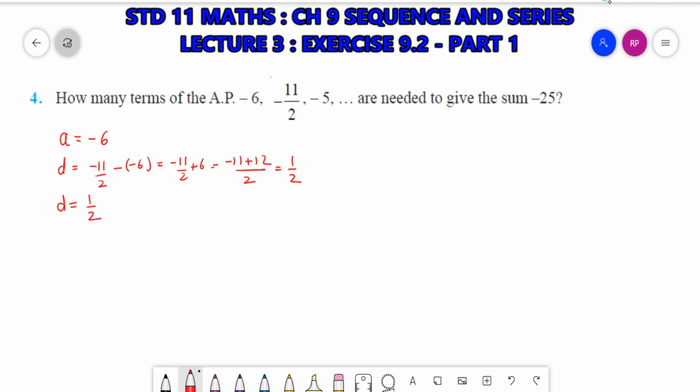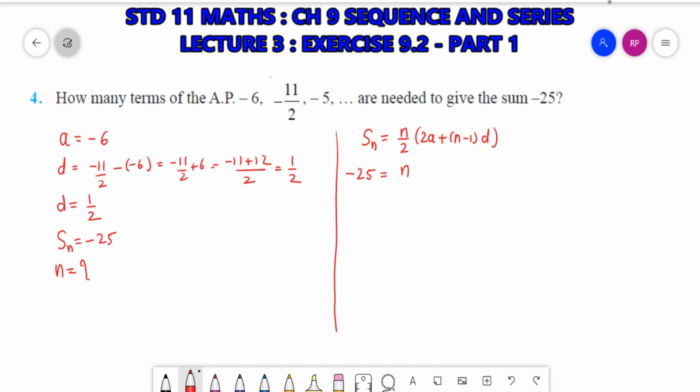Now it is given that needed to give the sum minus 25, means S_n is equal to minus 25. We have to find out n, how many terms are required. Okay, so let's put down the formula for S_n. S_n is equal to n by 2 [2a plus (n minus 1)d]. S_n, that is minus 25, equals n upon 2. a, what is a? Minus 6. So 2 into minus 6, minus 12 plus (n minus 1). The difference is 1 by 2.